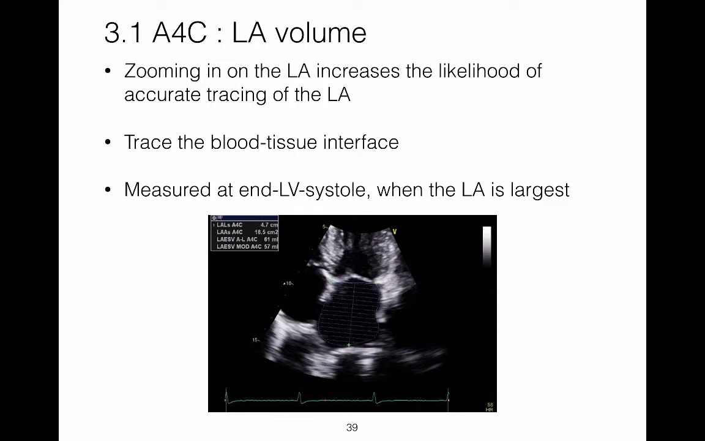Measuring the left atrial volume begins with the apical four-chamber view. Once the view has been optimized, zoom in on the left atrium for improved accuracy of tracing. Trace the inner edge of the blood tissue, that is, the black and white interface. Ensure the measurement is made at end left ventricular systole, when the left atrium is largest.